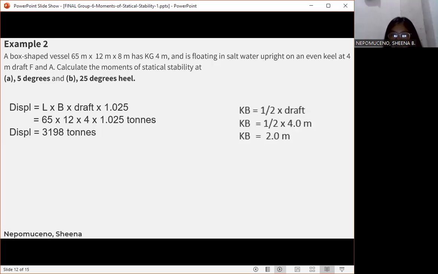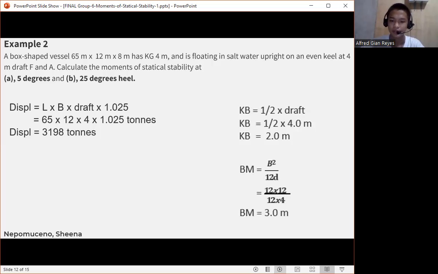The next calculation is for KB with a formula of 1/2 times draft, or simply KB is half of the draft. So 1/2 times 4.0 meters, we have a KB of 2.0 meters. Yes, that's right.